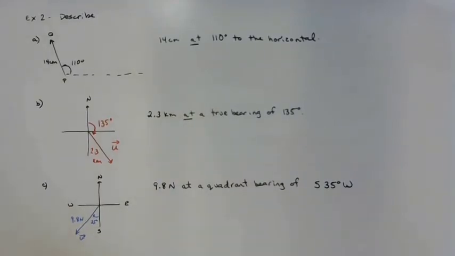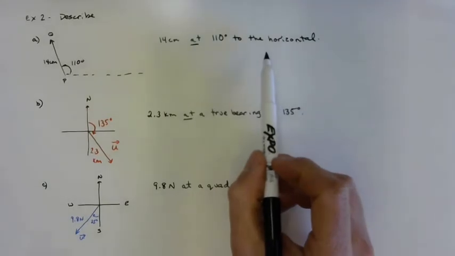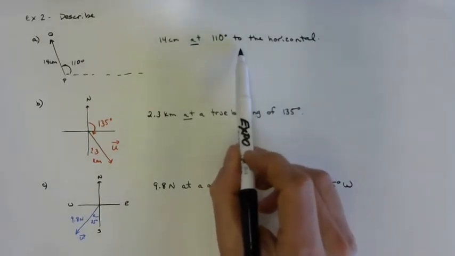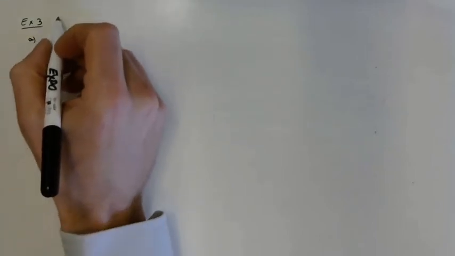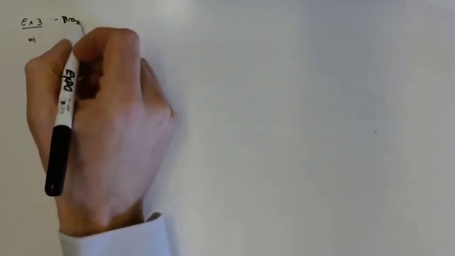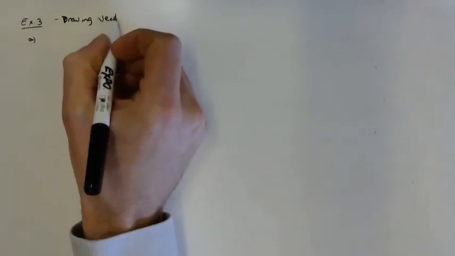All right, so one example of each type of diagram, always with the magnitude and the direction. And we've indicated what we're referring to. The direction here is related to the horizontal, then it's a true bearing, then it's a quadrant bearing. All right, in example 2, we were given diagrams and we explained them. In example 3, we're going to be given an explanation and we're going to draw it. So this is drawing vectors.